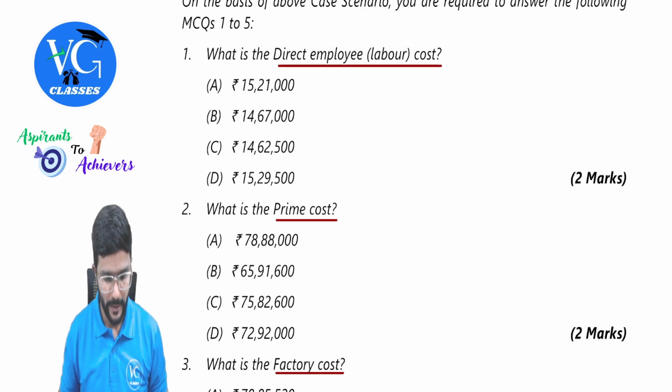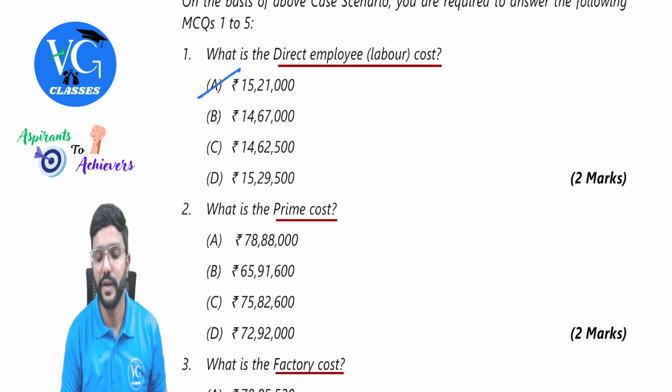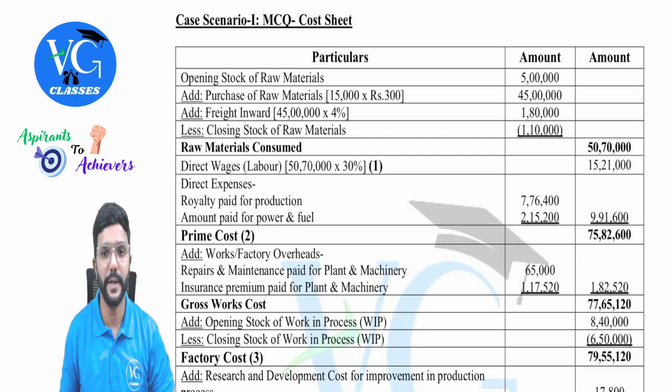Yes, sir, you can see. What is the direct employee cost? 15 lakh 21,000. Yes, sir, we got it. Next, we'll continue.